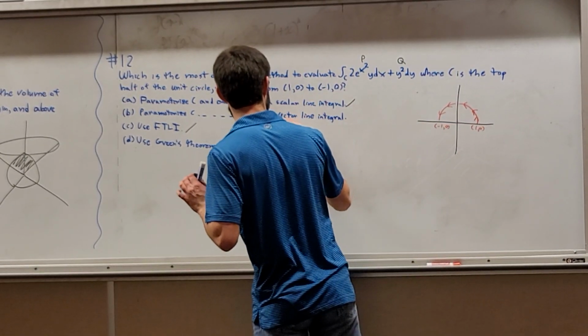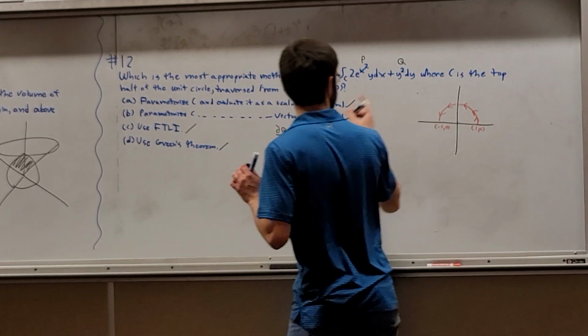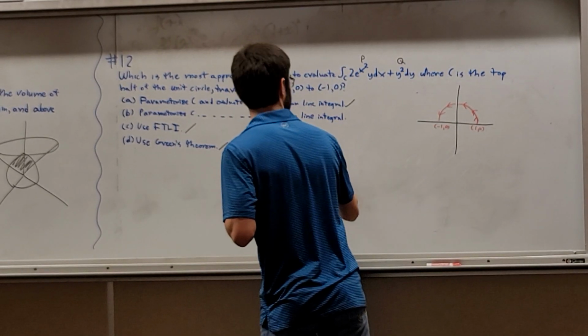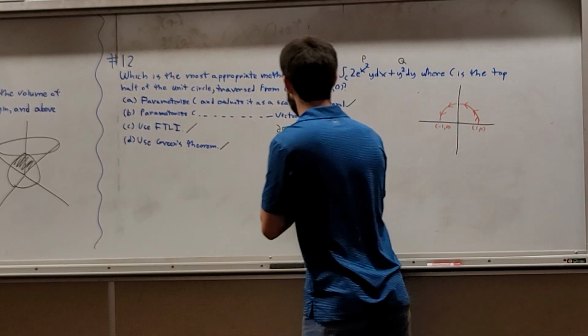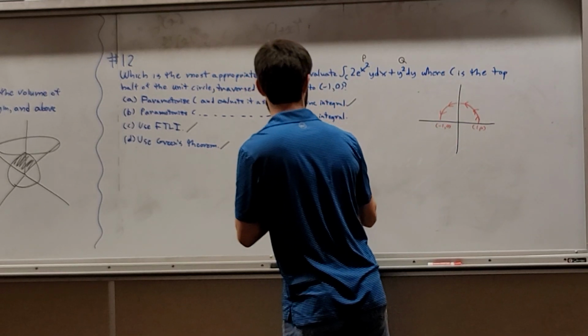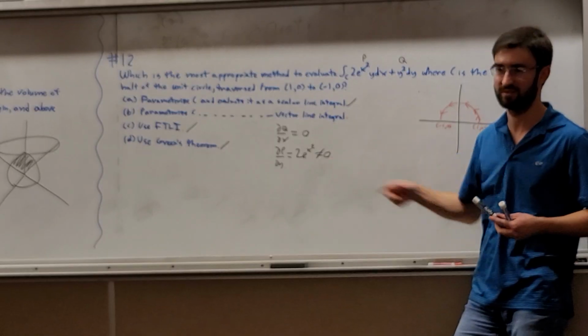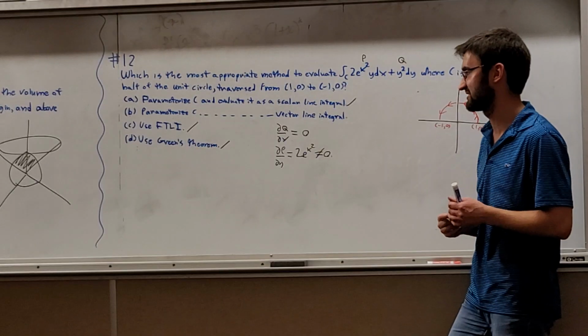Hold on, let me show you why. dq dx. It's zero. One of them has to be conservative. It has to be conservative. It's not zero. It's 2e to the x squared. Not equal to 0. This is a necessary condition for it to be conservative. It doesn't satisfy the necessary condition, so it's not.